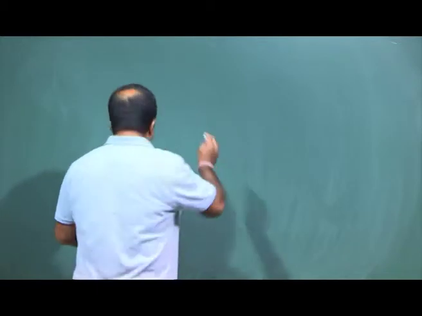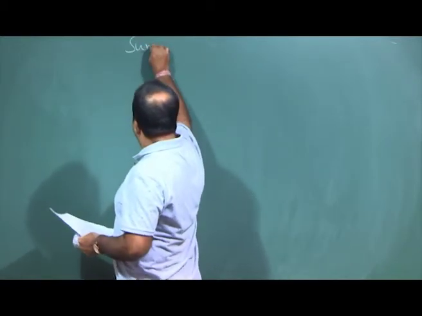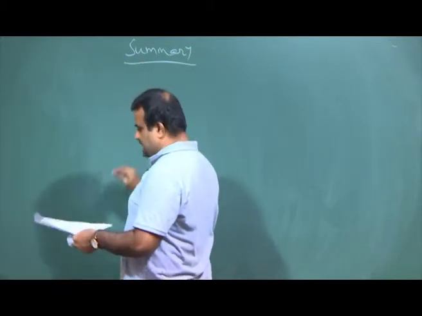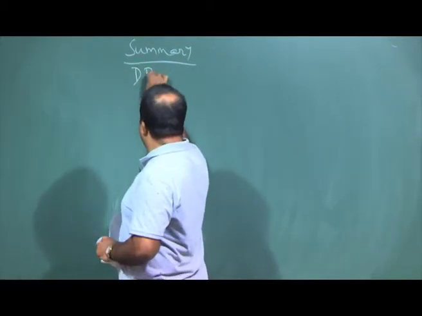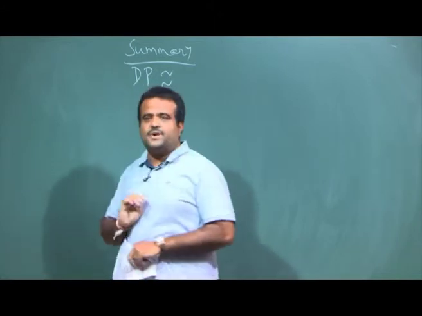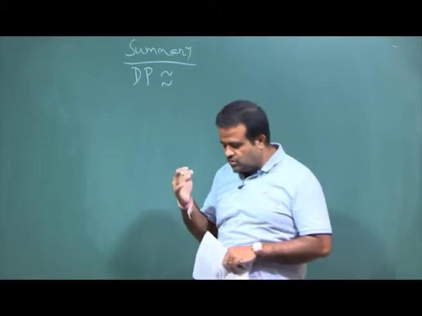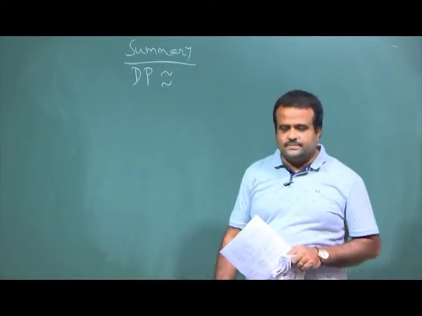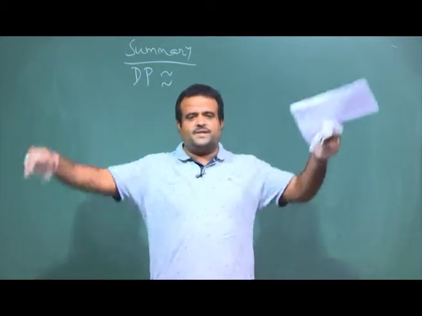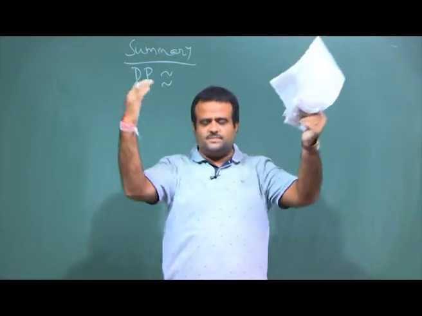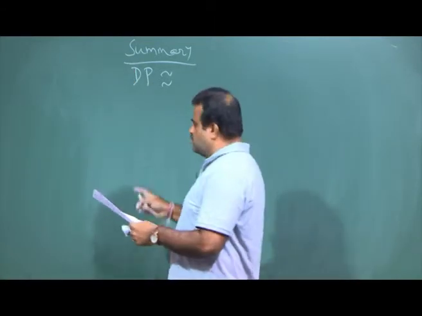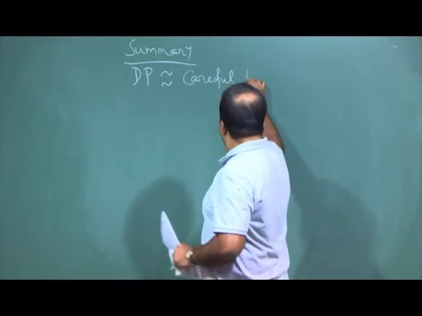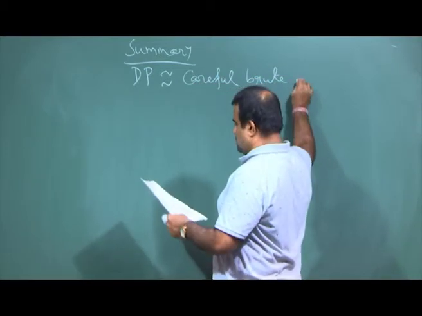So, let us summarize. We have seen a powerful technique, dynamic programming, which is mostly used to solve optimization problems, because it basically reduces the space from an exponent. It is basically careful brute force, careful exhaustive search.